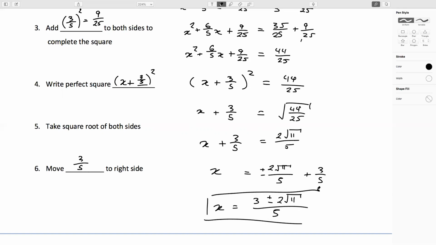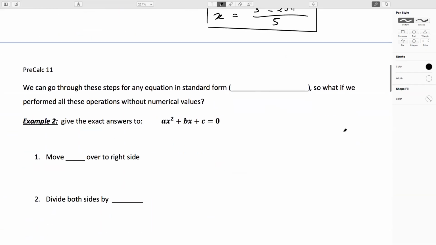So that's an example of a pretty complicated problem that involves completing the square and solving a quadratic equation with fractions. We're going to now do the exact same process with the general quadratic equation. So we can go through these steps for any equation in standard form, and that form is ax squared plus bx plus c equals 0.